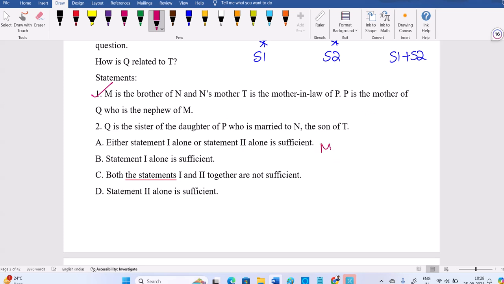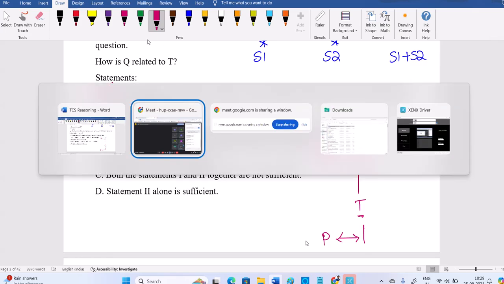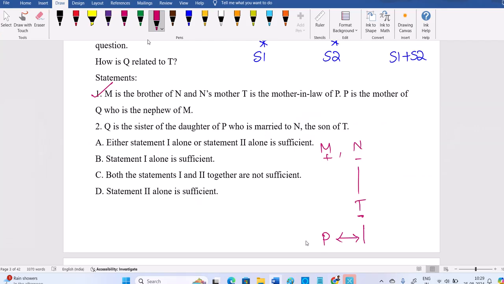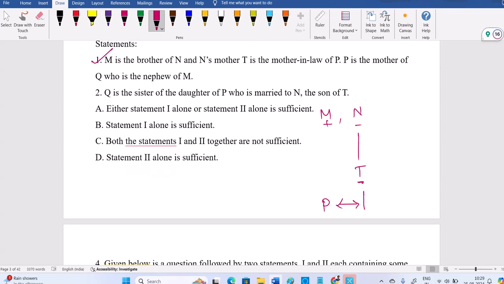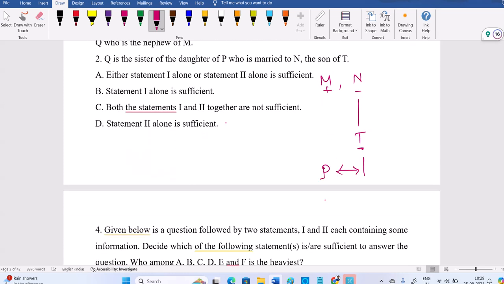See, M is brother of N, N is mother of T, T is mother-in-law of P. T is mother-in-law of P means P is married to someone, and their mother is nothing but T. Mother-in-law means spouse's mother. P is mother of Q, who is the nephew of M. Here the question is regarding how Q is related to T. So P is the mother of Q.